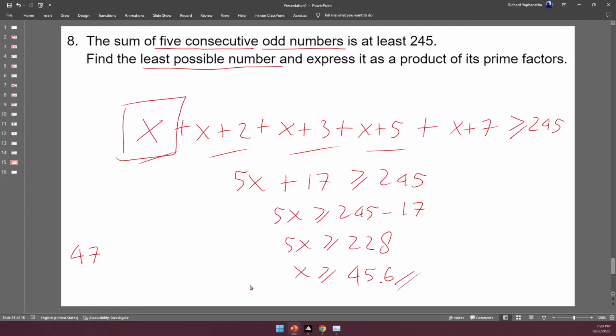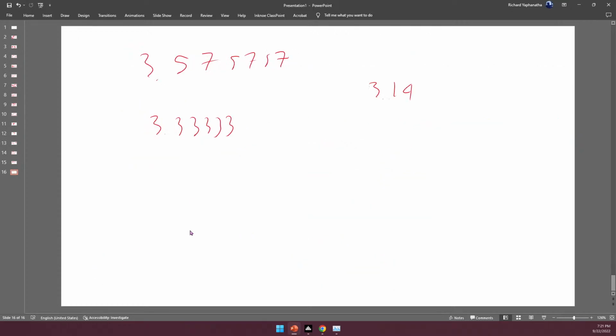Why not 45? Because it asks us for something bigger than 45.6. 45 is smaller than 45.6. Rounding off becomes 46. Yes, correct. But it asks us to find an odd number. 46 is an even number. That's why we go to 47. Last one.